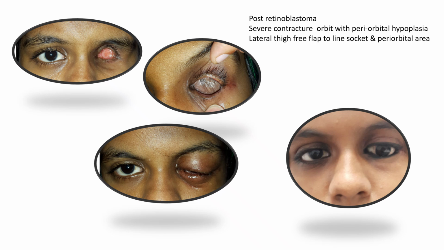Post-retinoblastoma, severe contracture of the orbit with periorbital hypoplasia. Lateral thigh free flap was used to line the socket and periorbital area. And the final result, which is shown here.